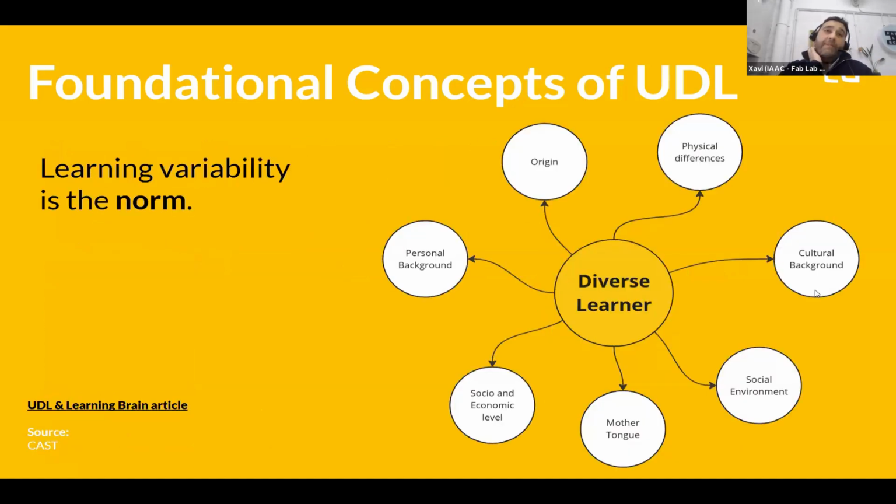We say that learning variability is the norm because, as Carlos mentioned at the beginning, we have diverse learners in our classroom. We are also an example of this: in this meeting today, people have different origins, personal backgrounds, personal stories, some physical differences, different socioeconomic levels, and different social environments where they come from. And this is something that is normal here in Spain. In our classroom, we have this kind of diversity.